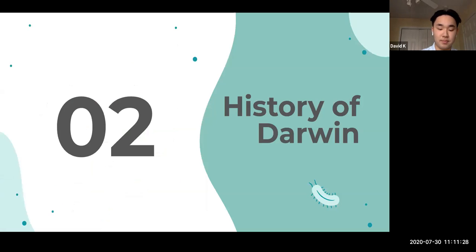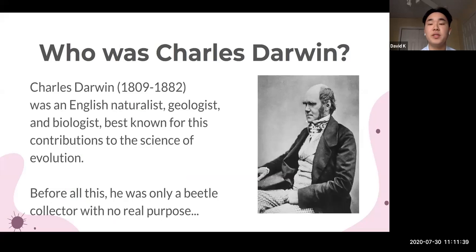So now we'll be talking about one of the main names that come up when we talk about evolution and natural selection, which is Charles Darwin. So who is Charles Darwin?